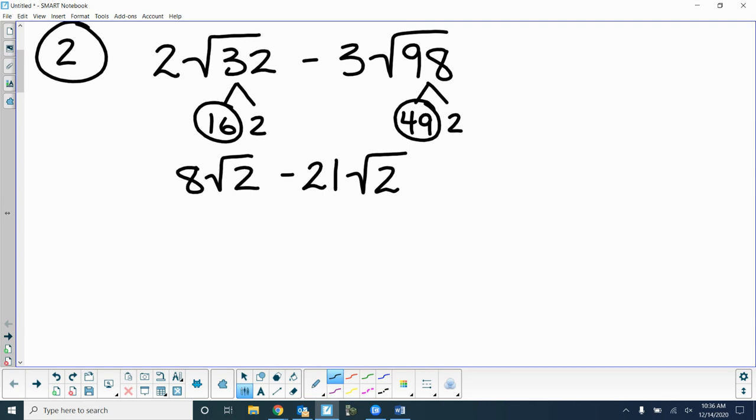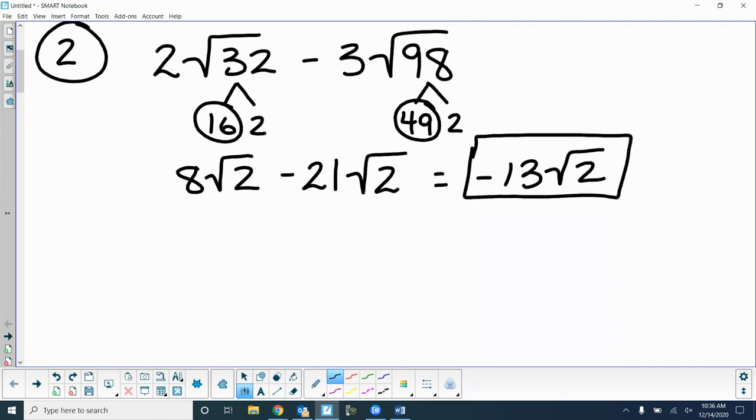Now are they like radicals? Yeah, so now I can subtract them. And 8 minus 21 would be negative 13 radical 2. So you'll have one similar to that, where you'll have to simplify them first, and then you'll probably be able to add them or subtract them, depending on what type of problem it is. Questions?